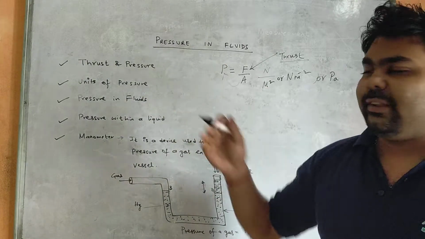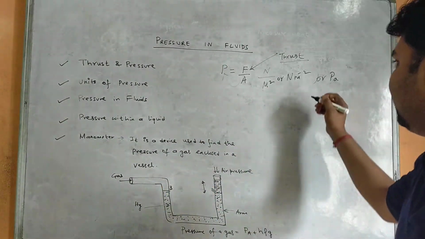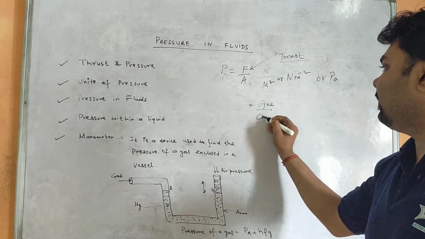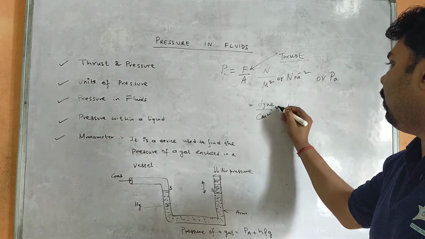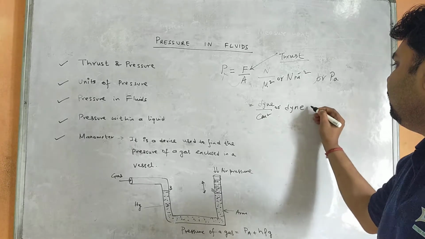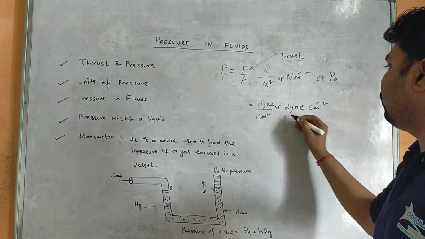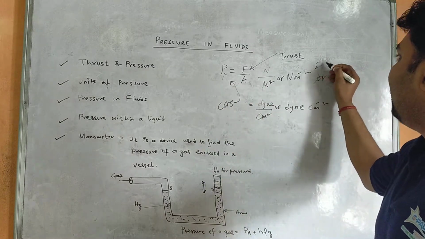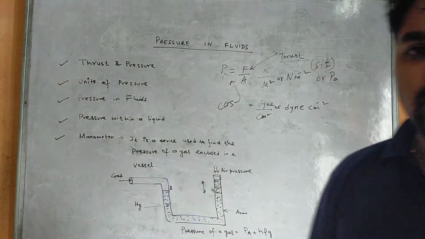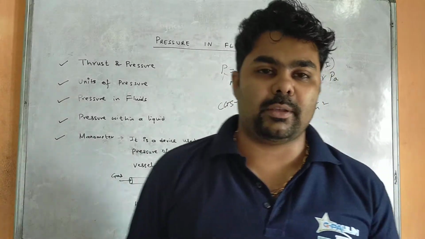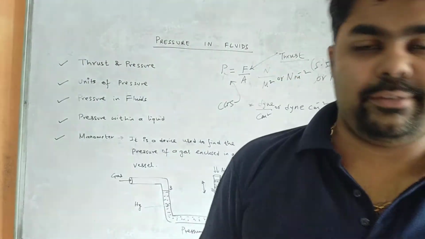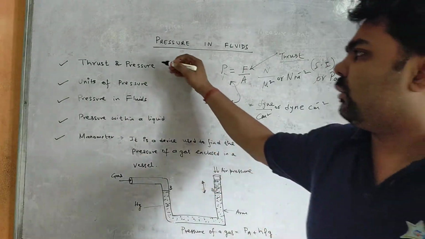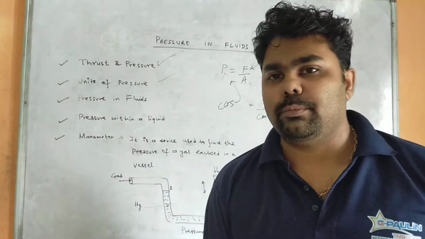Now what is the CGS unit of pressure? Force here will be dyne, and area will be centimeter square. So we say dyne per centimeter square. This is the CGS unit of pressure, and the SI unit is Pascal or Newton per meter square. So this was all about thrust, pressure, and units of pressure.